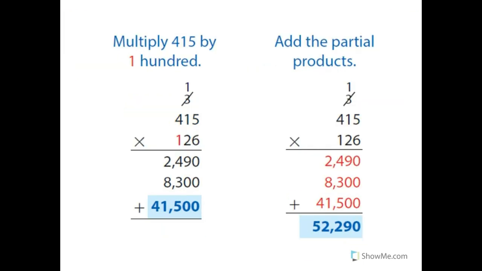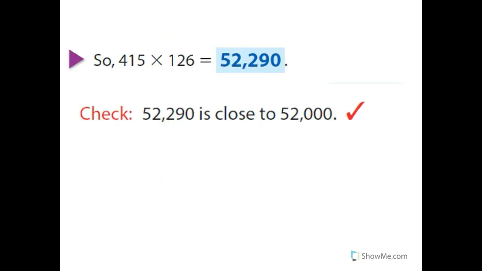Alright, and then they multiply 415 by 100, do the same thing here, bring that down, and then they add it all together. They add these 3 partial products together to get 52,290. Alright, so they say 415 times 126 is 52,290, and they did the check.